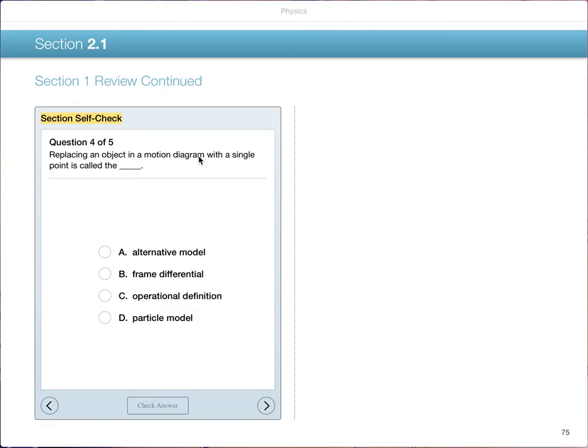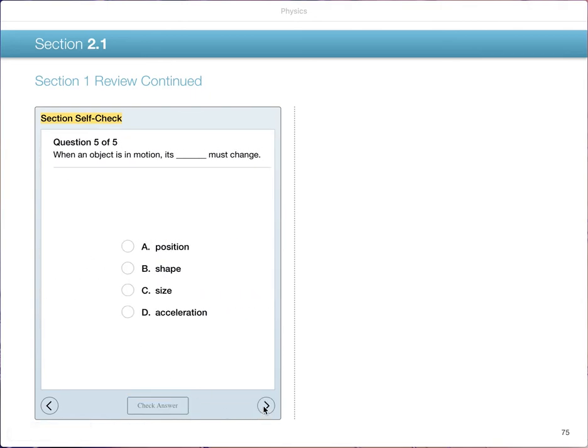Replacing an object in a motion diagram with a single point is called the particle model. When an object is in motion, its blank must change. Well, if it's moving, its position must change.